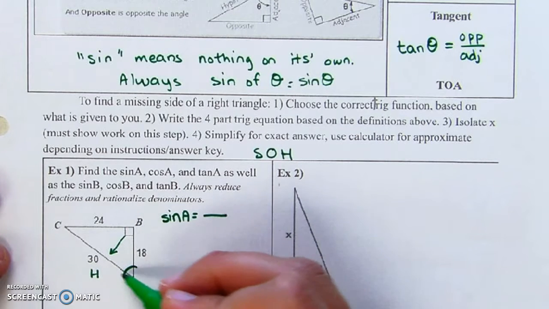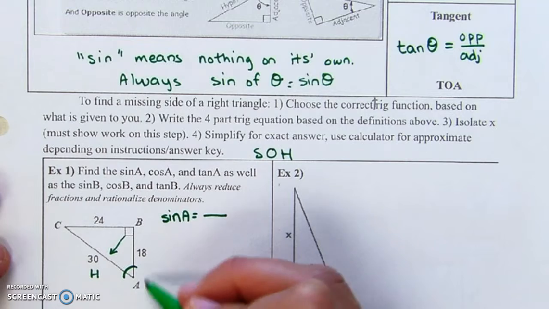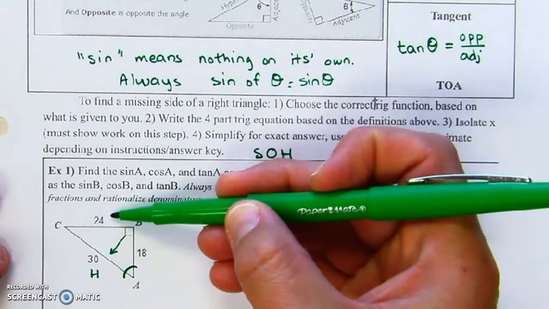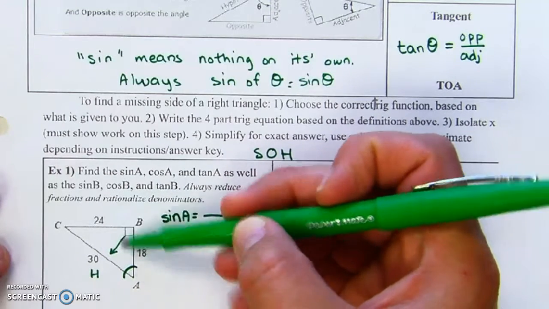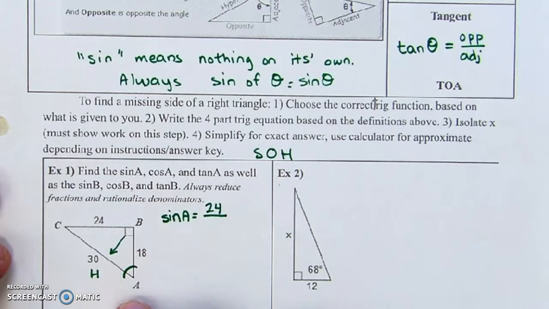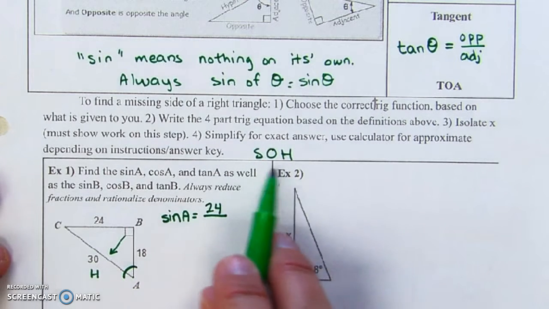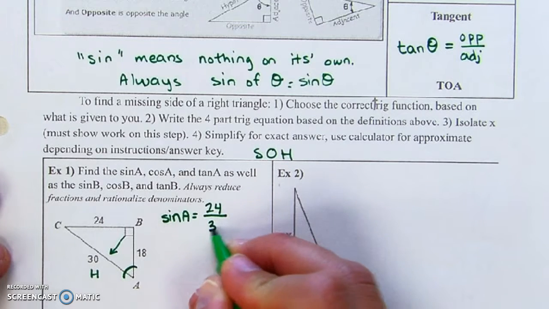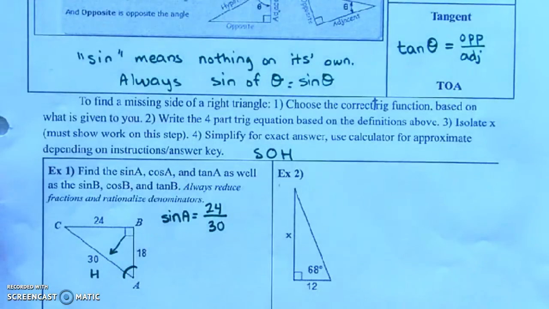What side is opposite vertex A or angle A? Is it 18 or is it 24? Okay, it's going to be 24. So 24 is opposite because 18 is next to A, which means adjacent. So we don't use adjacent for sine. We only use opposite over hypotenuse. That's all we're supposed to do here.